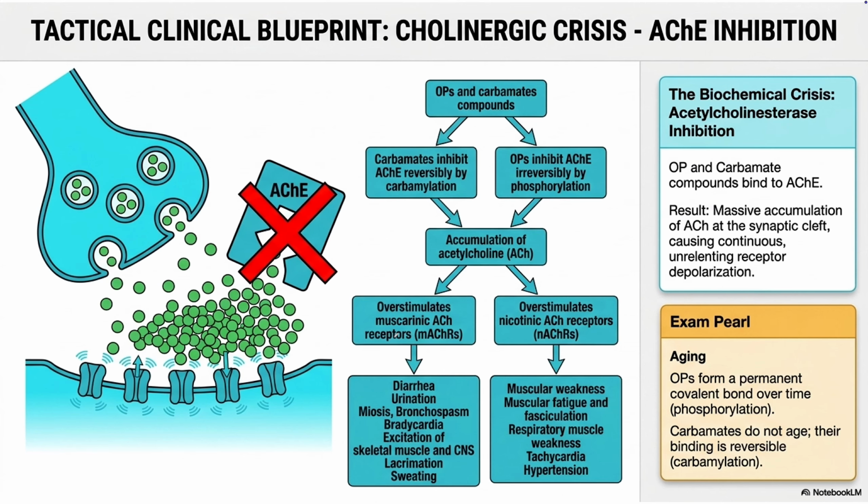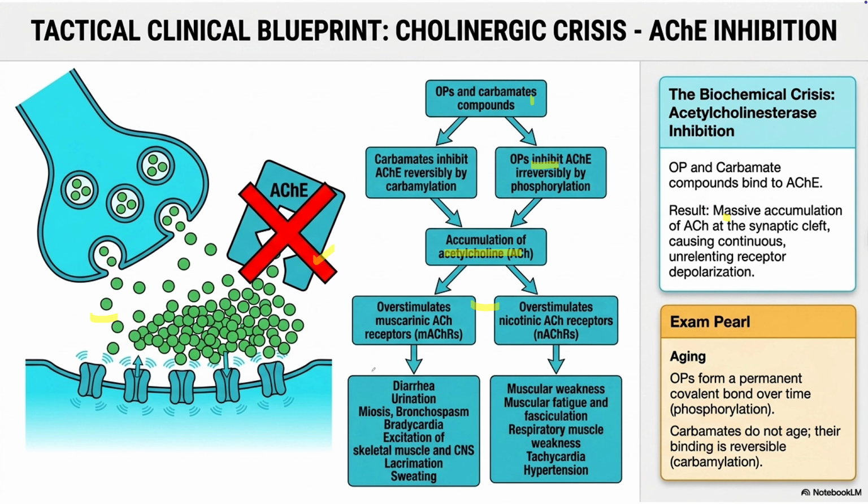Now let's focus on the central mechanism. On the left side of this slide, you can see a synaptic cleft with built-up acetylcholine. Normally, acetylcholinesterase rapidly breaks down acetylcholine at synapses, but organophosphates and carbamates inhibit that enzyme. So what happens? Massive accumulation of acetylcholine at the synaptic cleft, causing unrelenting depolarization. And that explains why these patients look dramatically cholinergic. The red X across the enzyme symbolizes failure of acetylcholine breakdown.